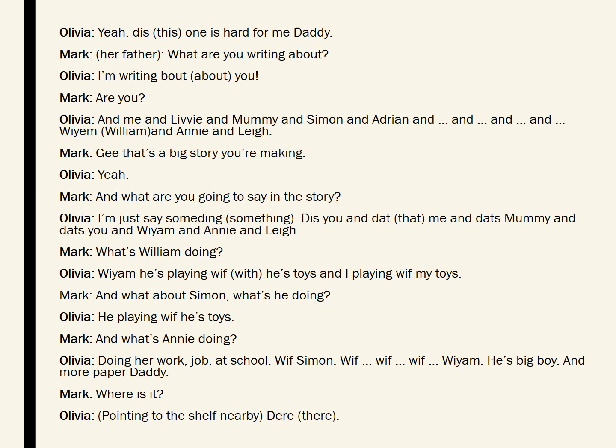I'm writing bout, so she's dropped the AU, and me and Livy and Mum and Dad, and Mummy and Simon and Adrian and Anne and William, not William, and Annie and Lee. This is important too, because all of it allows you to interpret her language at the stage that she's at and look at not only her language skills but her cognitive skills as well. So when you're writing a language transcript, the detail is important, and it is one of the ones you have to do.